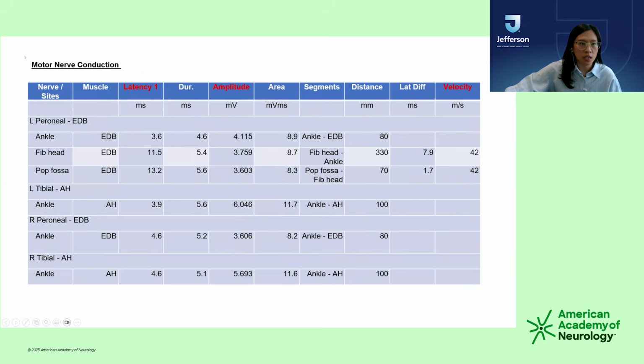I'm going to orient you. This is the motor nerve conduction study. On the left-hand side, you'll see the nerves labeled, left peroneal, right peroneal, as well as the muscle that we're recording from. And you'll see in red, the latency, amplitude, and conduction velocity are the 3 major numbers that I think are important to look at. On this slide, all of his numbers are normal. So his motor nerve conduction studies were normal.